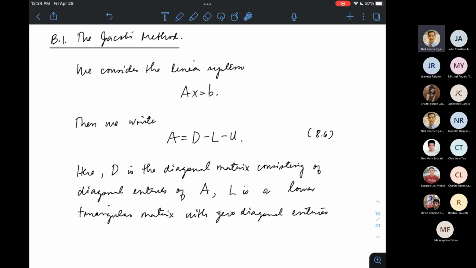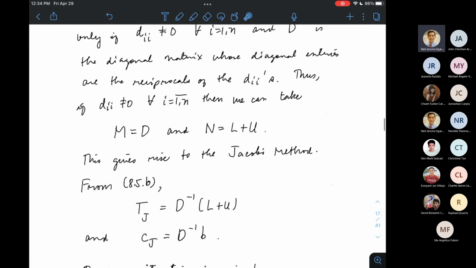An analogous principle can be applied to the matrix U. Okay? So I'll give you a specific example later, but that's the idea of 8.6. The diagonal, the lower triangular, and the upper triangular parts. Okay. Now, sir, okay, kung ganyan mo siya gagawin, paano natin kukunin yung splitting M, N?